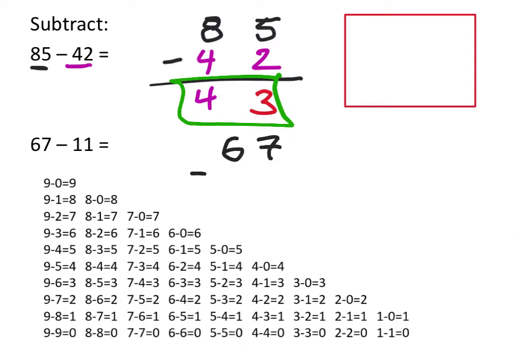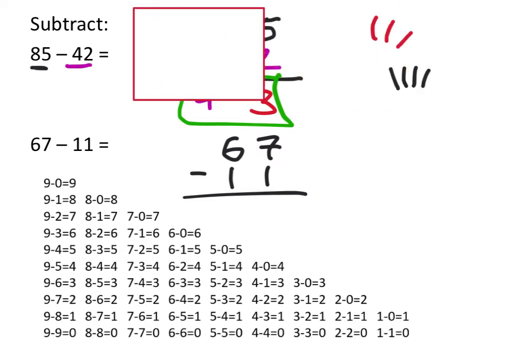67 minus 11. And again, if you don't feel like there's enough space between the place values, feel free to separate them a little bit more. I wouldn't separate them too far just because it's easy to get that stuff mixed up, right? So 6 in the tens, 7 in the ones, that's 67. 11 is 1 in the tens, and then 1 in the ones place value as well. But again, we're going to focus on one place value at a time.